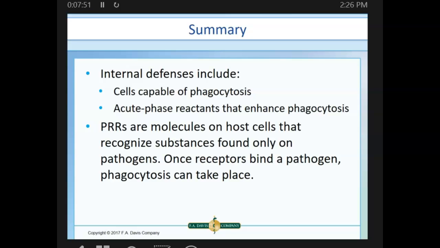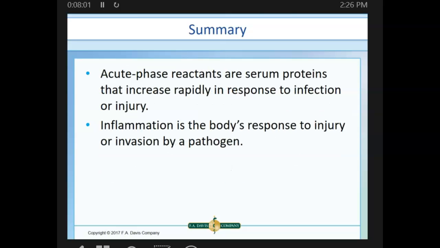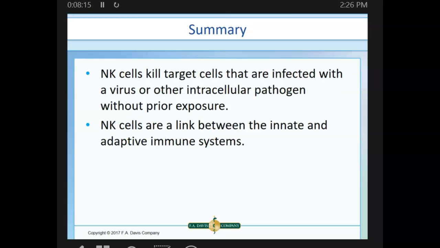Pathogen recognition receptors are molecules on host cells that recognize substances found only on pathogens. And once receptors bind a pathogen, phagocytosis can take place. Acute phase reactants are serum proteins that increase rapidly within 24 to 48 hours in response to infection or injury. Inflammation is the body's response to injury or invasion by a pathogen. Natural killer cells kill target cells that are infected with a virus or other intracellular pathogen, or those cells that don't have an MHC class I marker.